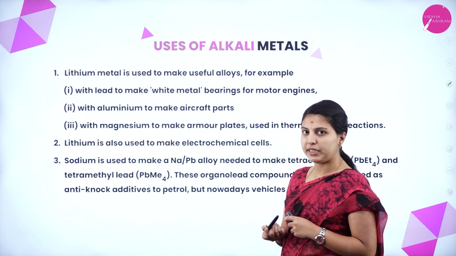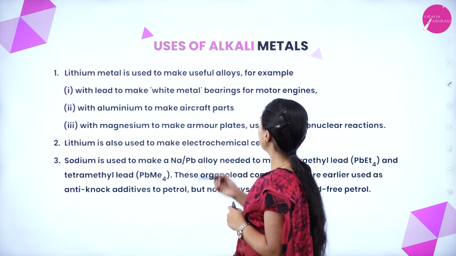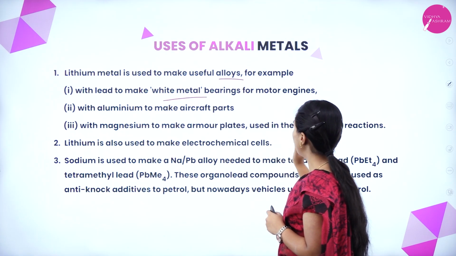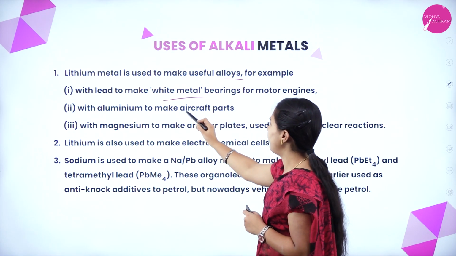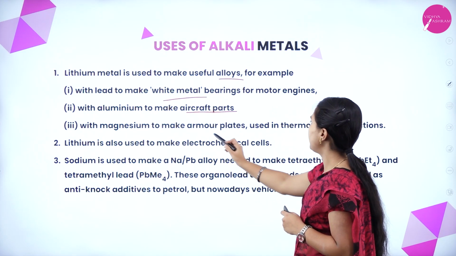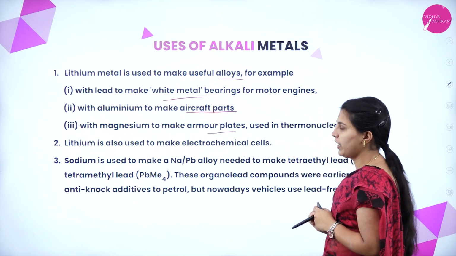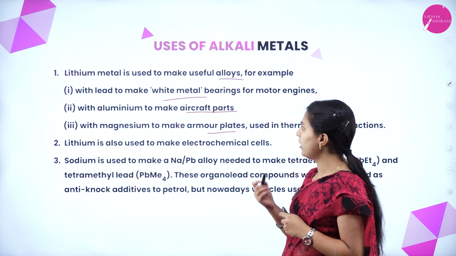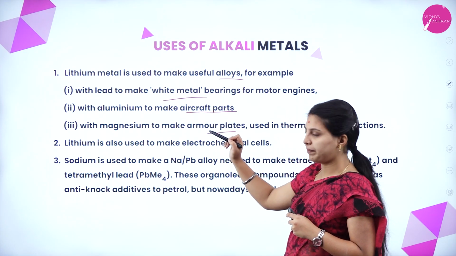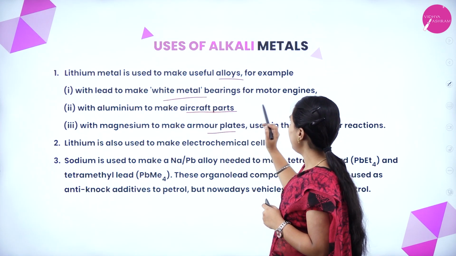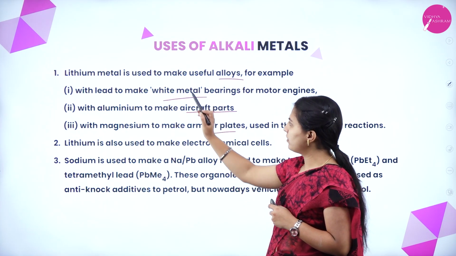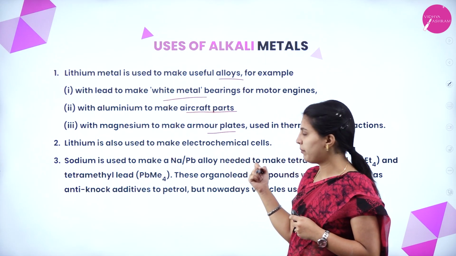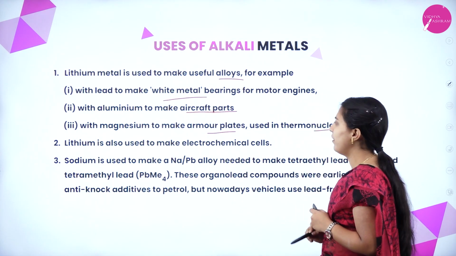Next, uses of alkali metals. Lithium metal is used to make useful alloys. For example, with lead to make white metal bearings for motor engines, with aluminium for aircraft parts, and with magnesium to make armor plates used in thermonuclear reactions. Alloy means a mixture of metals, a homogeneous mixture. Whenever lithium is mixed with lead, it forms white metal used in motor engines. When mixed with aluminium, it gives aircraft parts. When lithium is mixed with magnesium, it gives armor plates used in thermonuclear reactions.